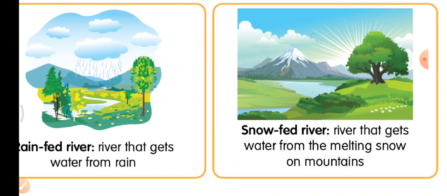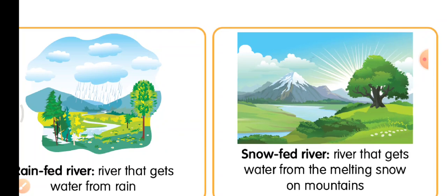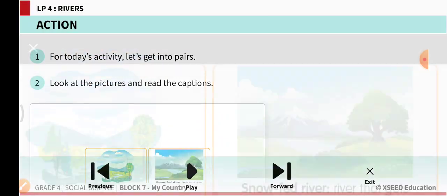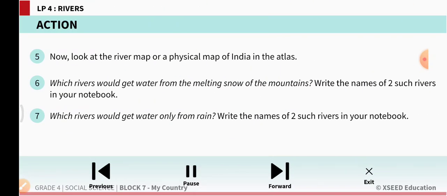The second picture that you see is the snow-fed river. A river that gets water from melting snow on mountains. We already know that the northern mountains are covered with snow in some parts, right? When the snow melts down, the rivers get water. So these rivers are called snow-fed rivers. Right? So let's move further.